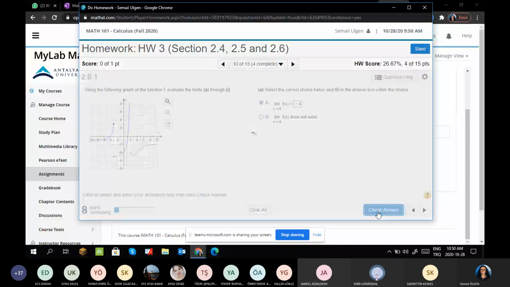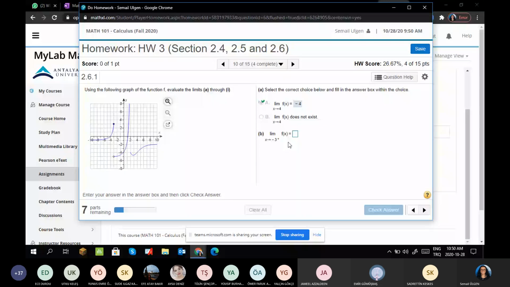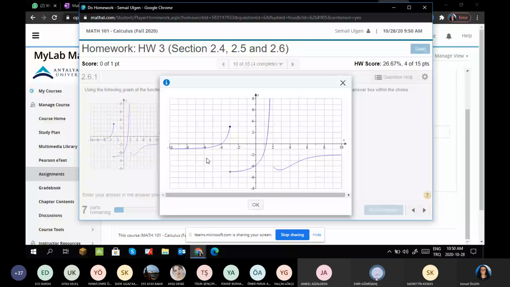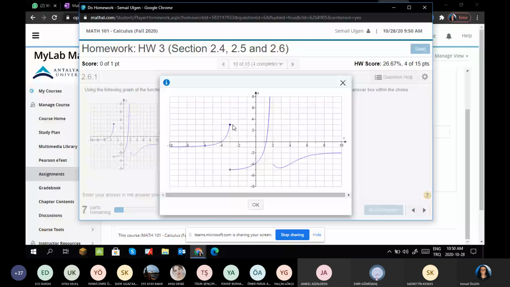Okay, and then what is the limit as x approaches negative 3 from the right? Negative 3 from the right. Let's look at that. Where is negative 3? Negative 3 is here. What is the limit from the right? Can anyone say? Which one? What's the limit from the right? -5. That's right. So it's going to be -5.